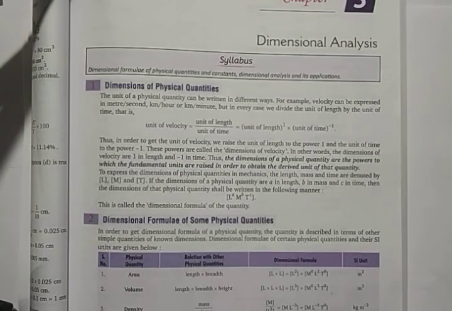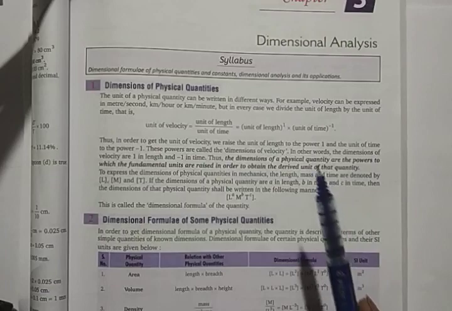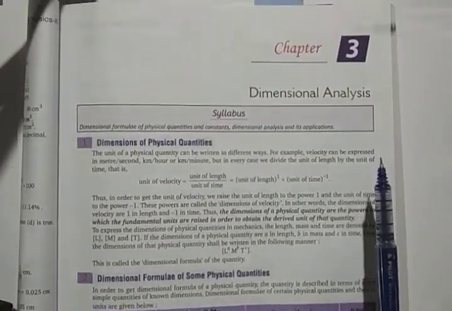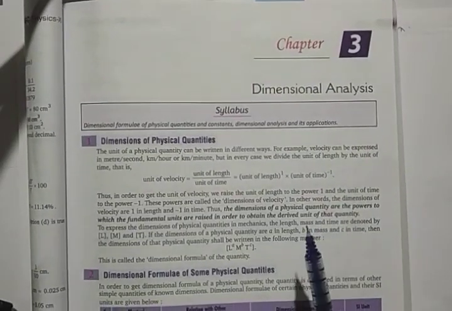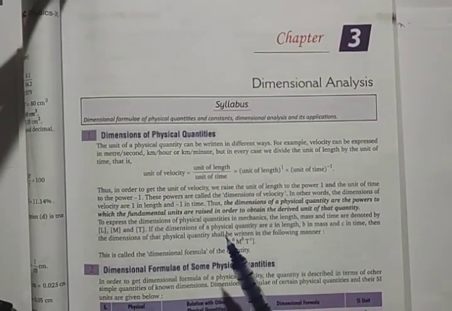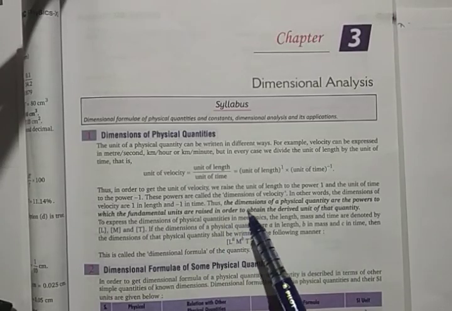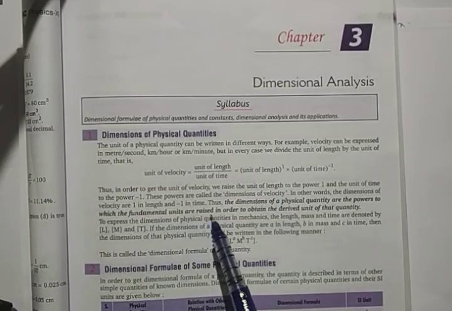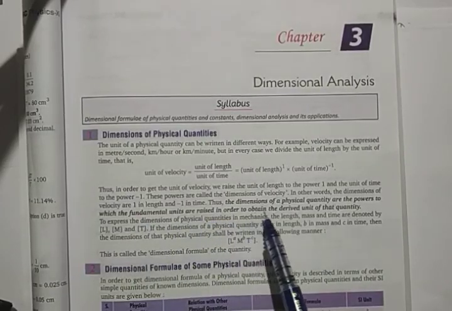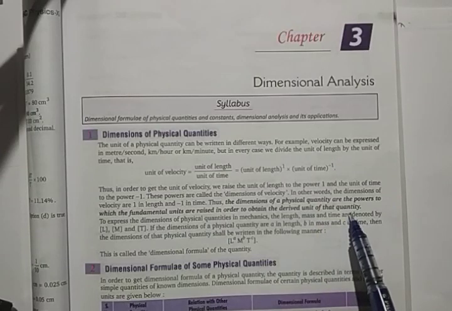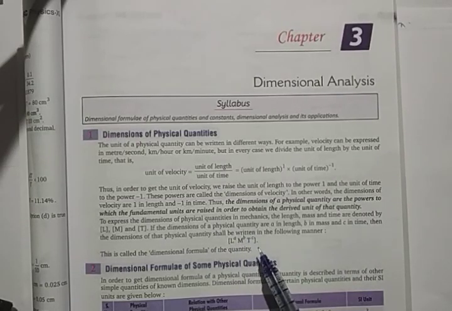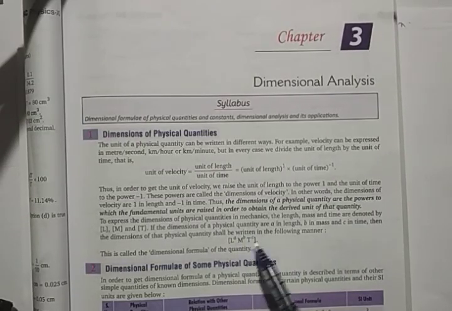Seeing in this book, you can see dimensional analysis is chapter number 3 in the physics book. And you can see the dimension definition. Thus, the dimensions of a physical quantity are the powers to which the fundamental units are raised in order to obtain the derived unit of that quantity. So it talks about length, mass, time. These are the fundamental units raised to the powers a, b and c. That's the way the dimensional formula will take place.